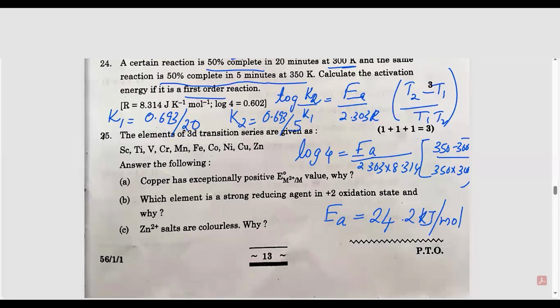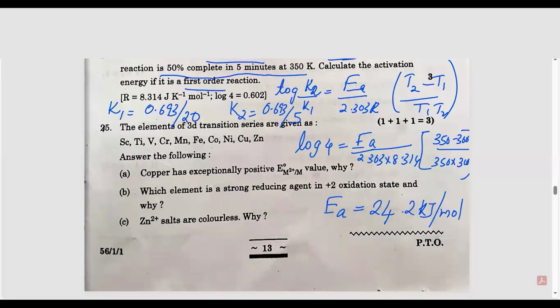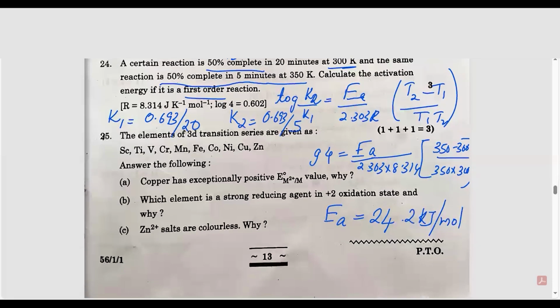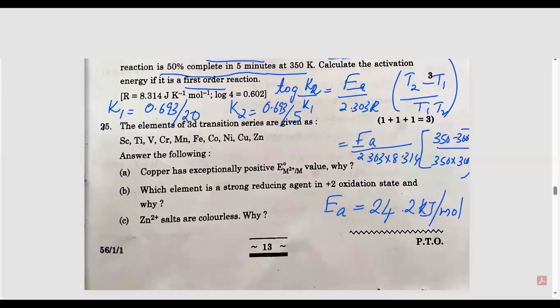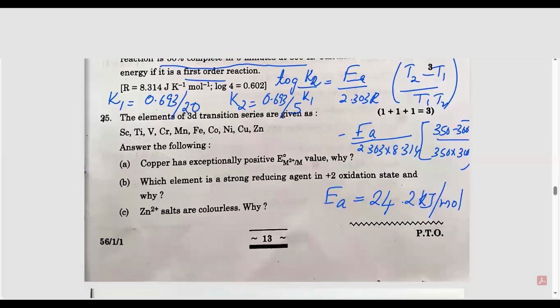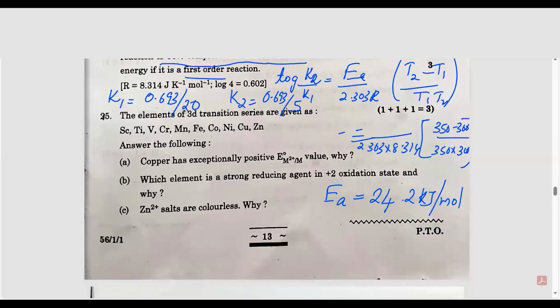Moving to question number 25. The elements of the 3d transition series are given: scandium, titanium, vanadium up to zinc. Copper has an exceptionally positive E0 value. Why? Simple question. Most of the question papers have this question. So why is it like that?